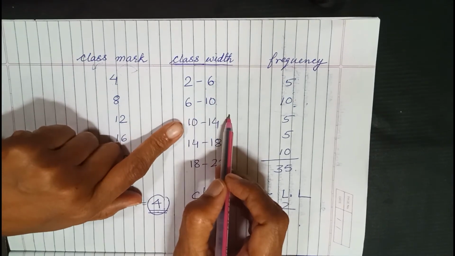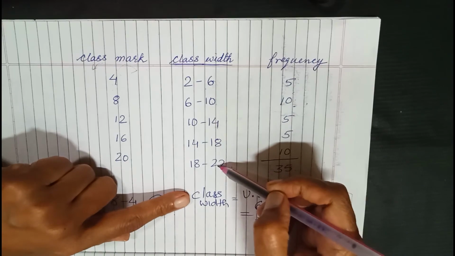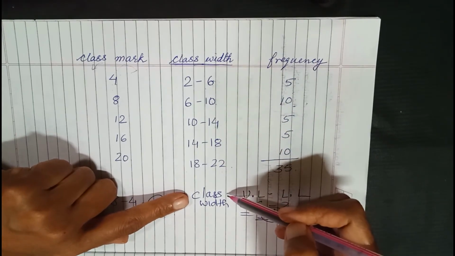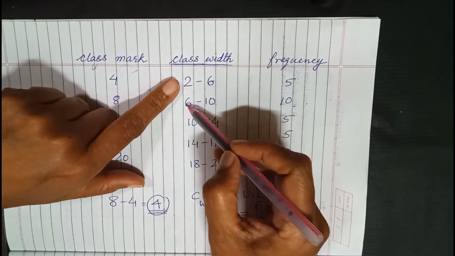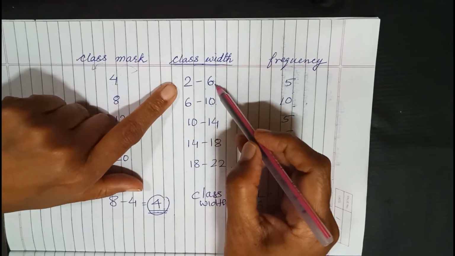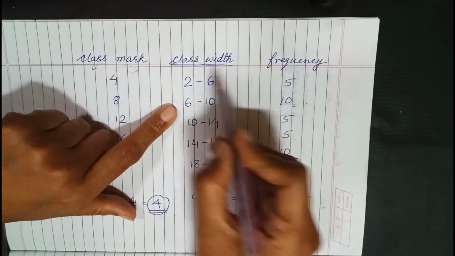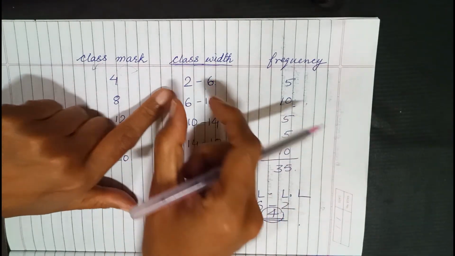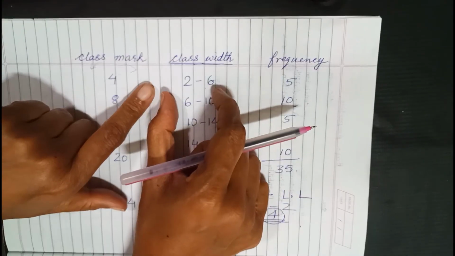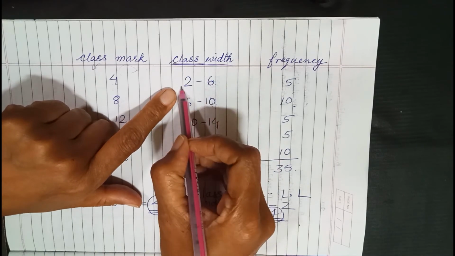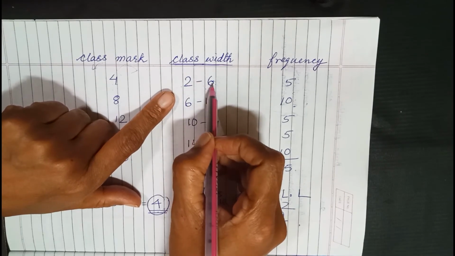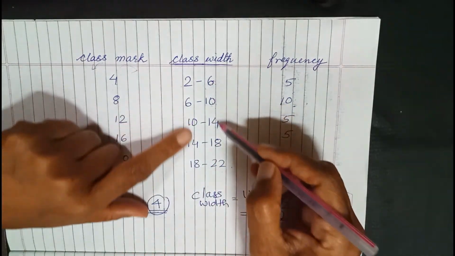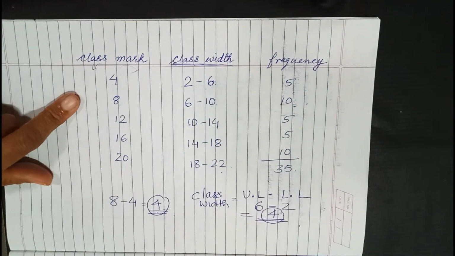Now I can't change the class width because class width will remain the same throughout the frequency table. You cannot have 4 here and then 10 here or 20 here, right? The gap between the lower limit and the upper limit has to be the same. Class width is nothing but the gap between the 2 scores or the range of scores. 6 is the upper range, 2 is the lower range. So 4 is the difference of range per class. Okay, that is how you find out the class from class mark.